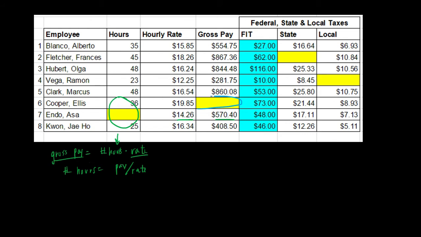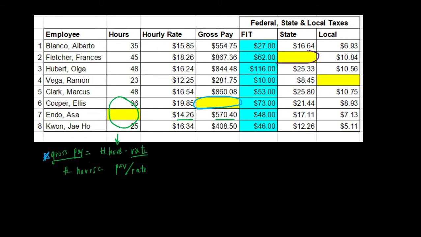Next, you have a box where you have to solve for gross pay. In that case, you can just use this equation outright. Gross pay equals number of hours times rate. So find the information in the table. Now here's the part where students start to get a little confused. Finding state and local tax.